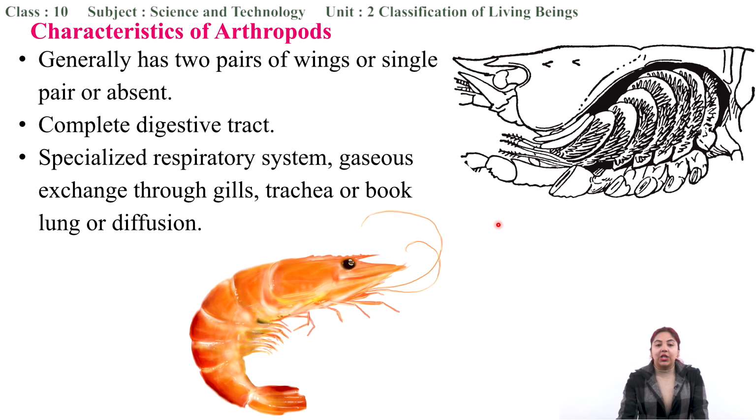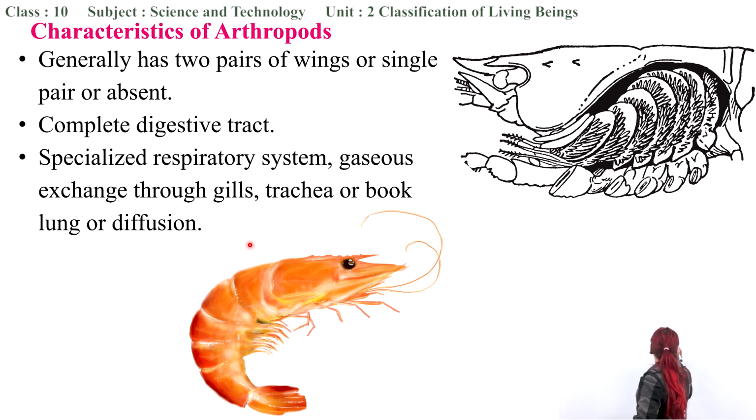Now they have a specialized respiratory system. Gaseous exchange can occur through gills in the case of aquatic organisms. If the organism is aquatic, they usually respire through gills. Other organisms such as insects, all the insects that belong under this phylum, breathe through trachea. And some of the organisms also have book lungs. Book lung means they have lungs, but in the shape of a book. That's why it is known as book lung.